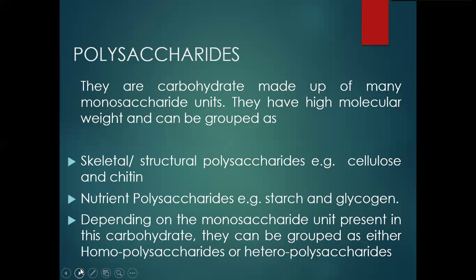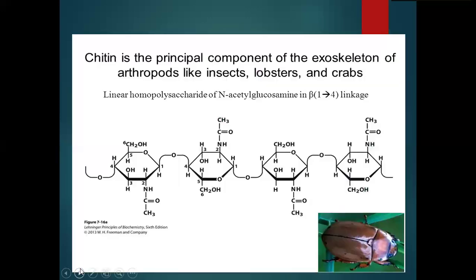Polysaccharides are carbohydrates made up of many monosaccharide units. They have high molecular weight and can be grouped as skeletal or structural polysaccharides, for example cellulose and chitin. They can also be grouped as nutrient polysaccharides, for example starch and glycogen. Depending on the monosaccharide unit present in these carbohydrates, polysaccharides can be grouped either as homopolysaccharides or heteropolysaccharides.